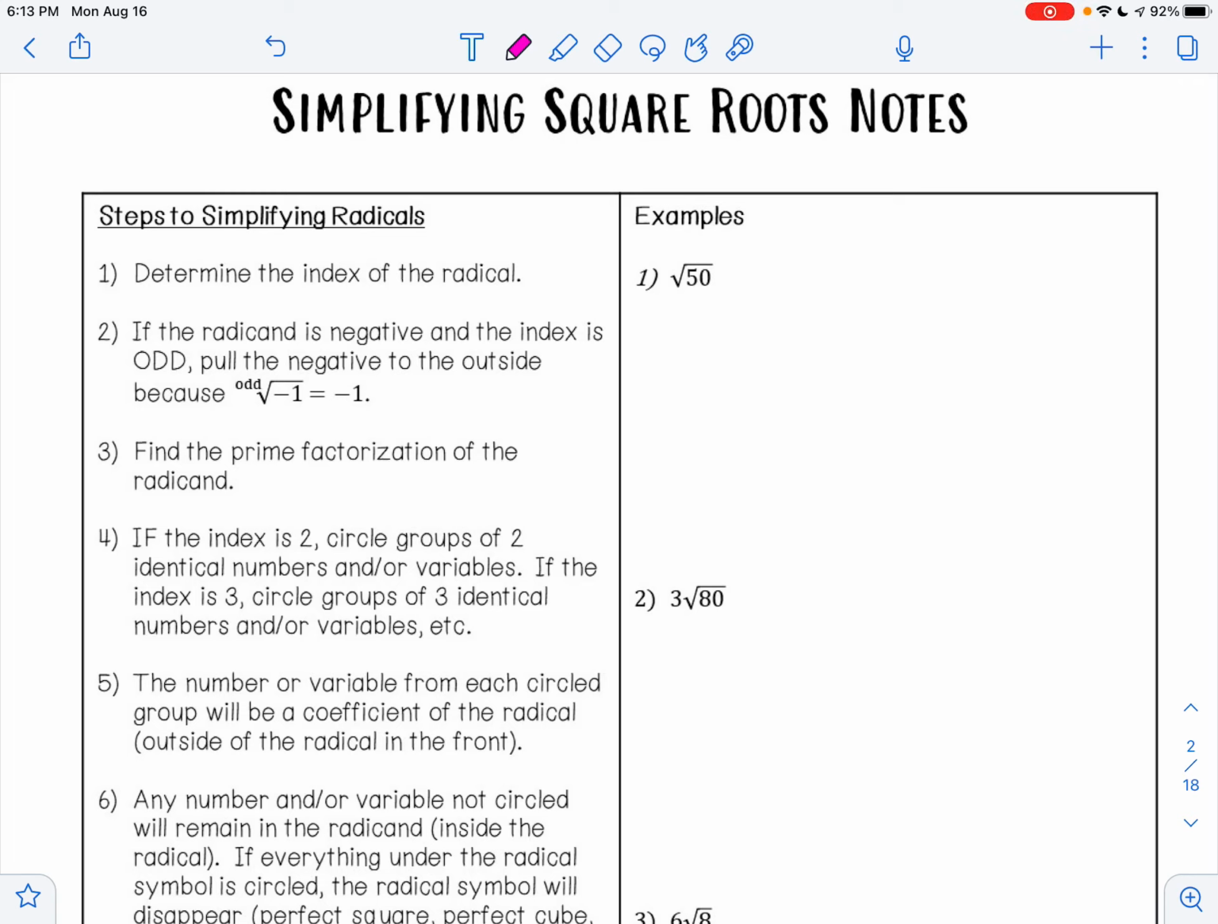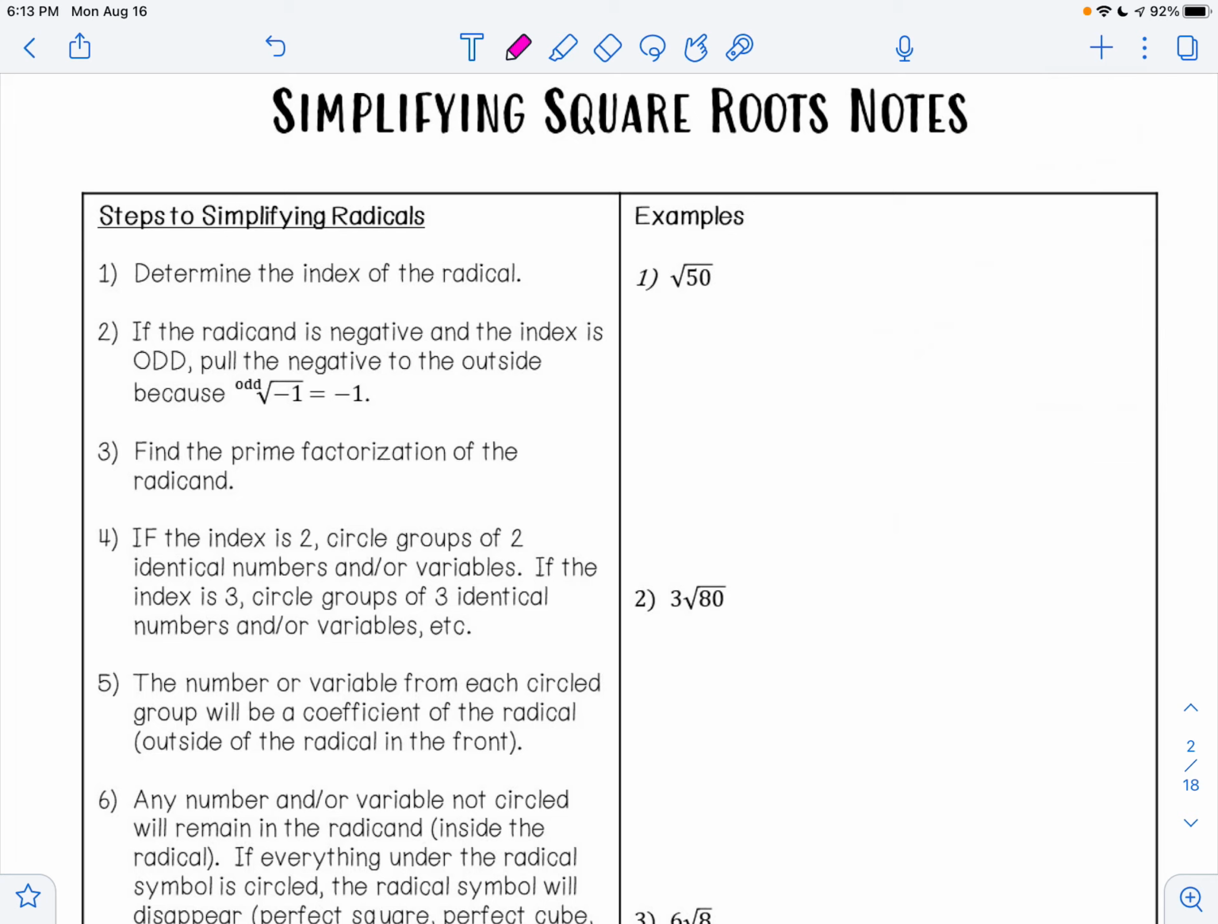Hello. Now that we know how to do prime factorization, we can use that to simplify radicals, so square roots. So on example 1, I have the square root of 50. If you do the square root of 50 in your calculator, you will get a decimal.